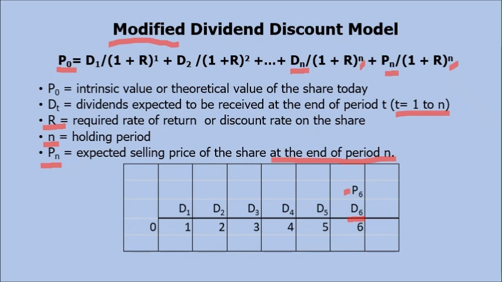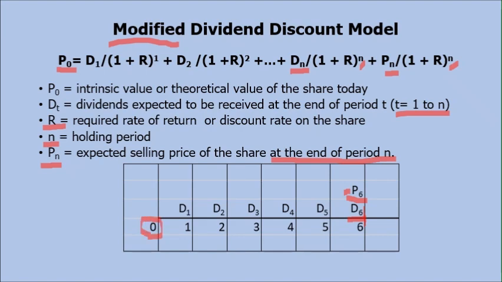Likewise, P6, the expected selling price, is received at the end of year 6. You will discount this P6 by 1 plus R raised to the power 6. Then you total all those present values, that is all those discounted terms, and you get the intrinsic value of the share at time 0, which is today.